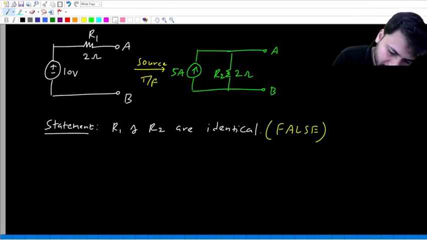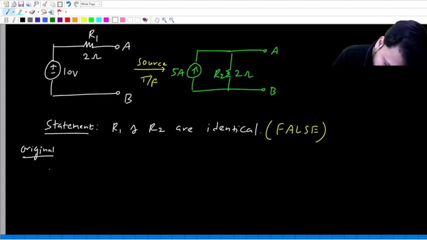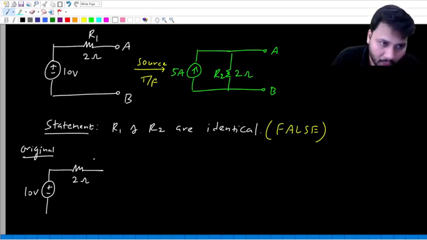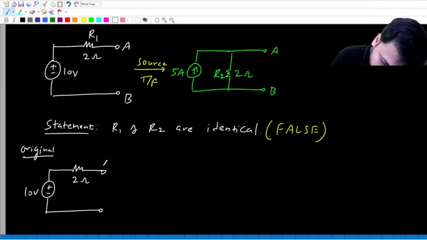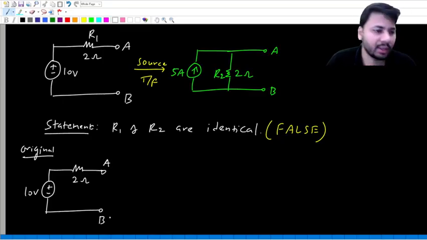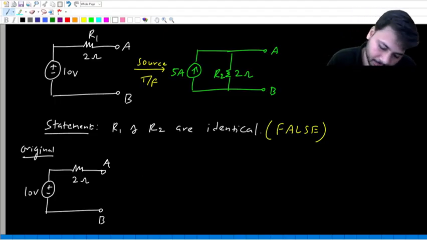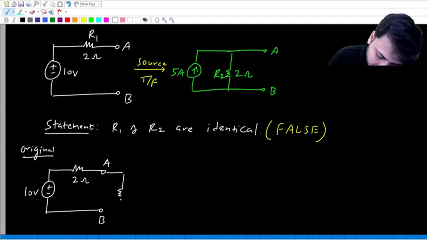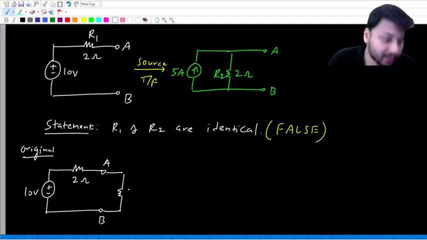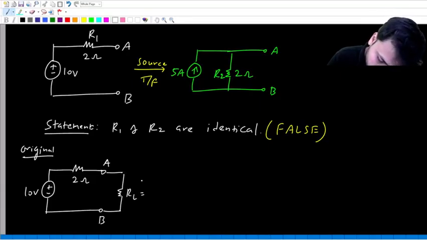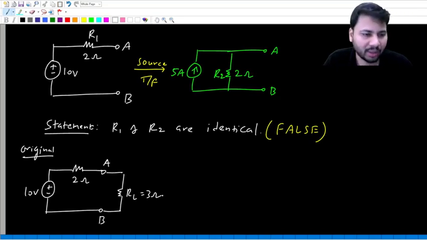So let's say the original circuit is this. You have the 10 volt source, you have the 2 ohm resistor, which are connected in series between A and B. And let's say outside this some load resistance is connected, and let it be some 3 ohms. So RL equals 3 ohms.